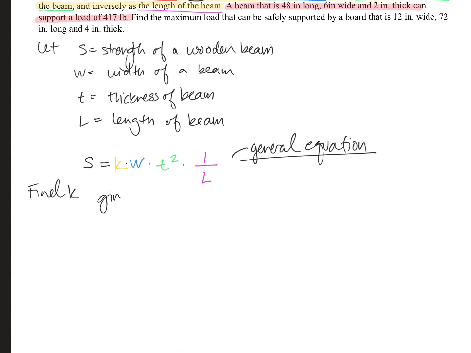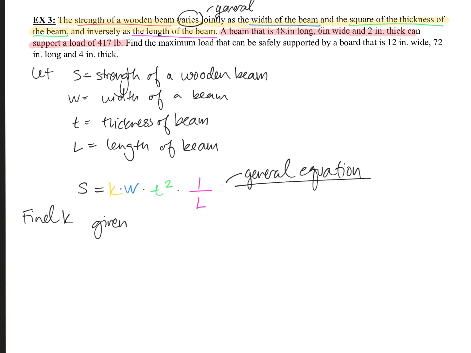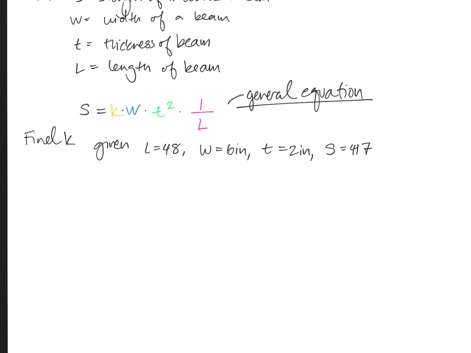So we're given that a beam, so the length is 48 inches, the width is 6 inches, T is 2 inches, and the load that it can hold, or the strength, is going to be 417 pounds. All right, so now we're going to use all of this information to find k. So let's plug that into our equation. We want to find k. So we have that times the t value squared times 1 over our L value.